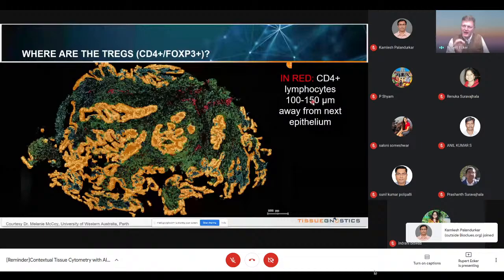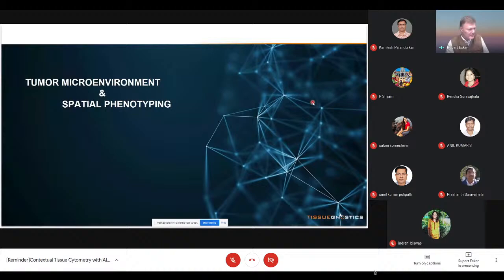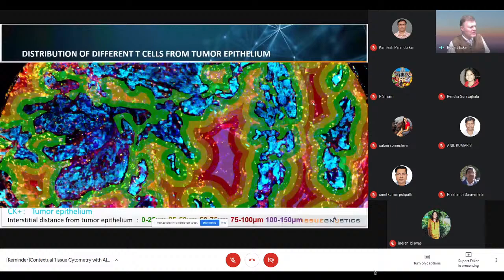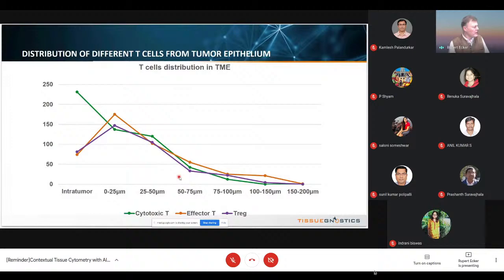So we get a very detailed analysis in spatial context. And we can use this in order to analyze what is called the tumor microenvironment, in situ, on the single cell level, in a quantitative manner. So these distance zones can also be shown directly in the tissue in the form of color regions, color areas overlaid. And then from those data, you can generate such graphs, which show the cytotoxic T cells, the effector T cells, and the regulatory T cells, and how many are inside the tumor, or outside the tumor, in the tumor stroma, in a certain distance. So you get a very detailed analysis on the single cell level.